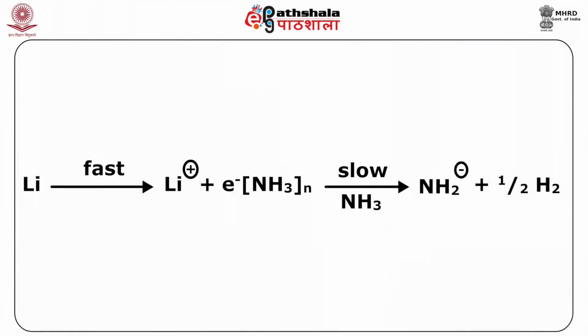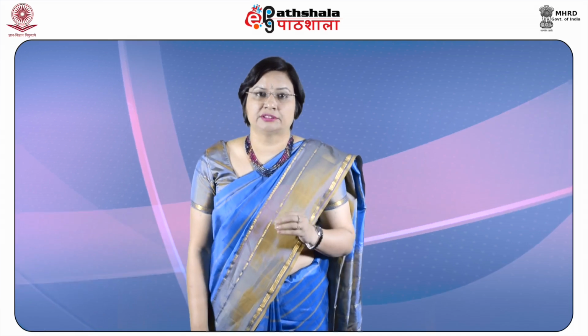So, as you can see here, lithium will be going into Li plus by liberating an electron, and this electron in the ammonia medium will be solvated, and further it will give rise to hydrogen gas and go into NH2 minus. So, Birch reduction works for alkynes too, and it is a good way of reducing them to a trans double bond.